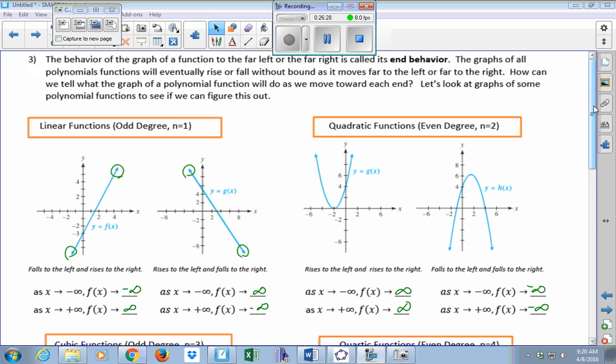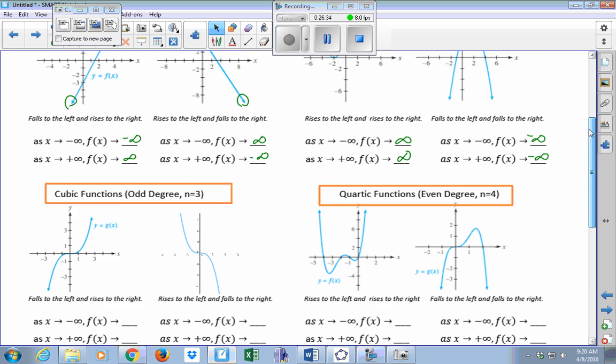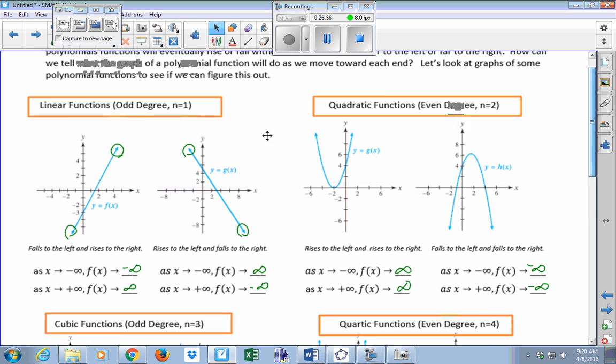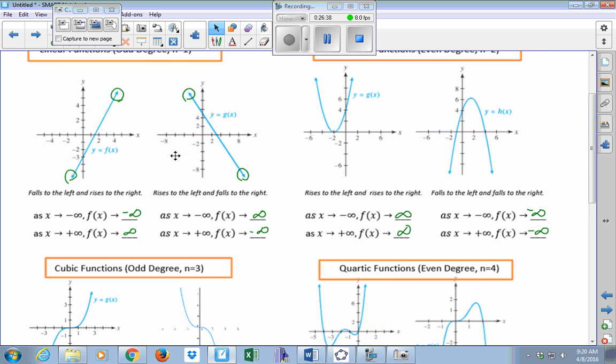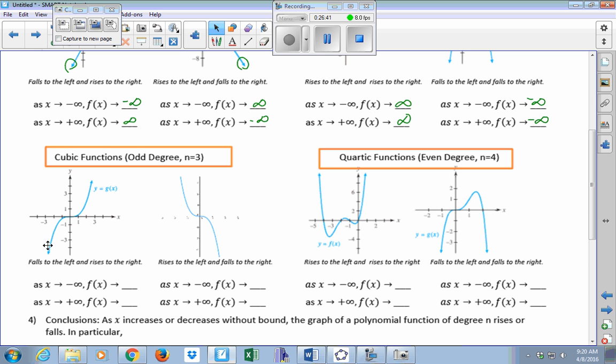Any questions on that? I know it's a new idea, this idea of end behavior. Now here you see we have an odd degree 1. Here's an odd degree 3. Look, here's your cubic function, which is the first function you graphed.